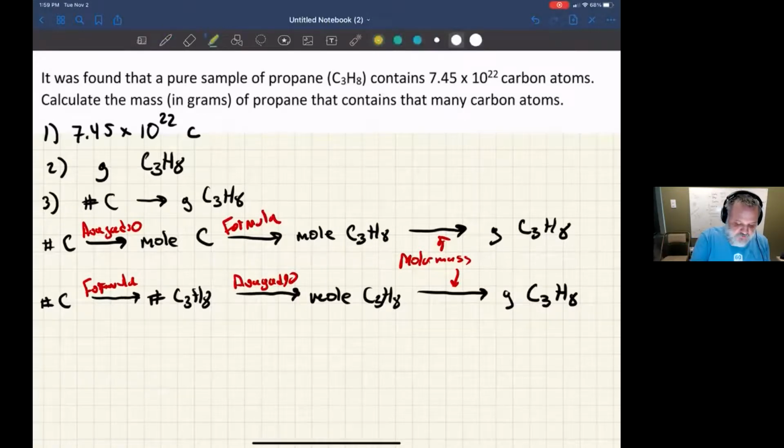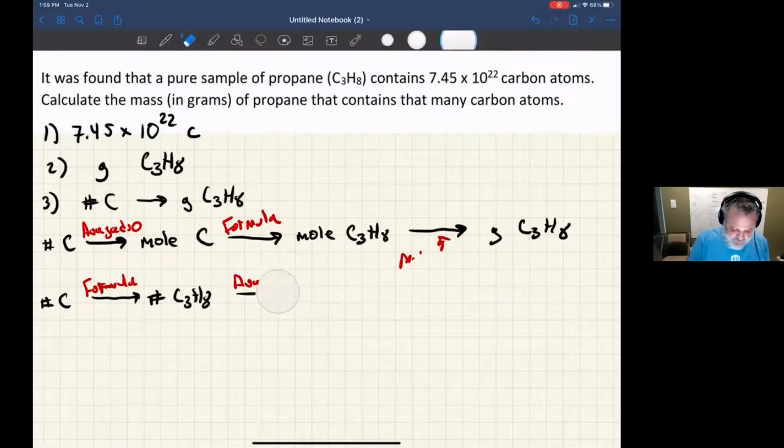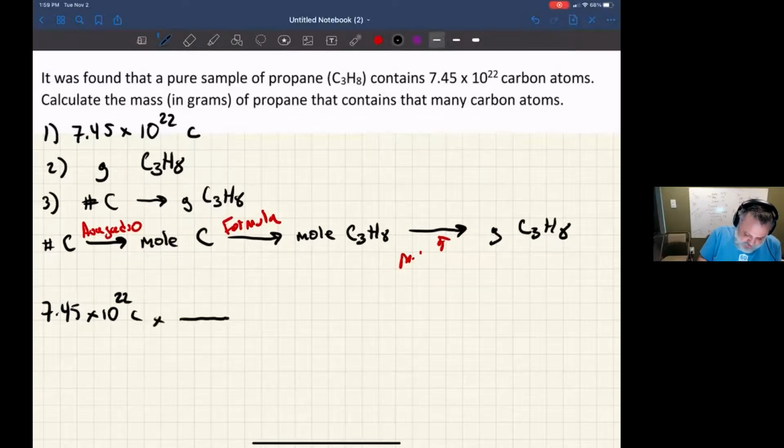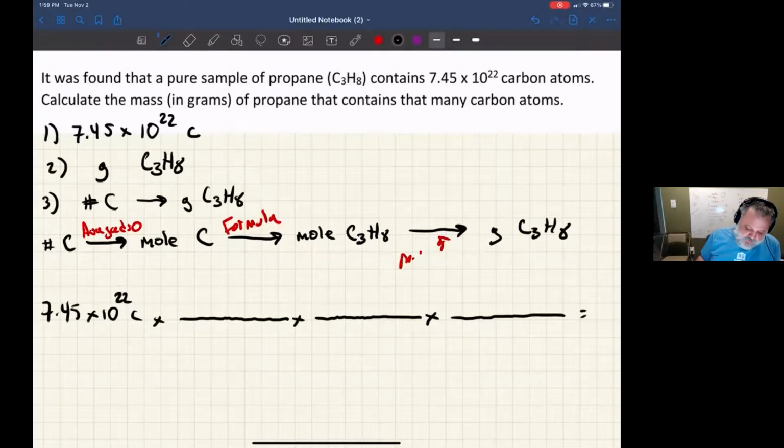And so I'm only going to show the first plan. Let's go ahead and get rid of this, and let's write everything down that we have. So it's 7.45 times 10 to the 22nd carbon atoms. I need 1, 2, 3 per expressions. The first per expression is Avogadro's relationship: the number of carbon atoms per mole of carbon atoms, and that's 6.022 times 10 to the 23rd.